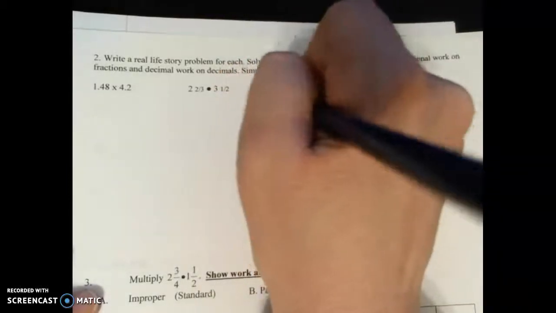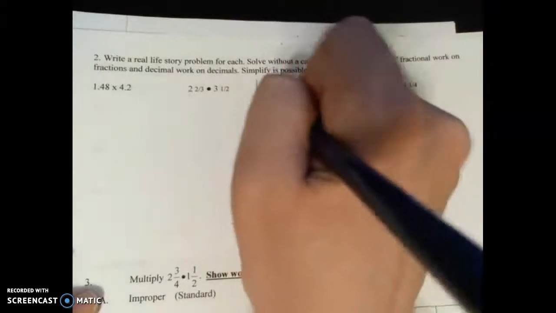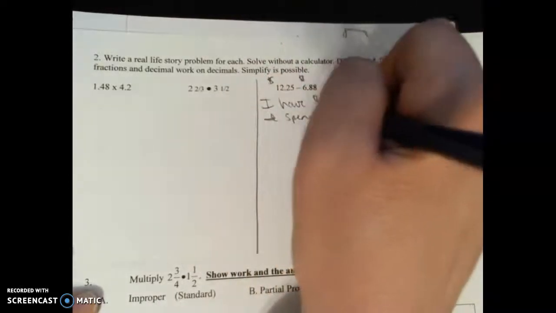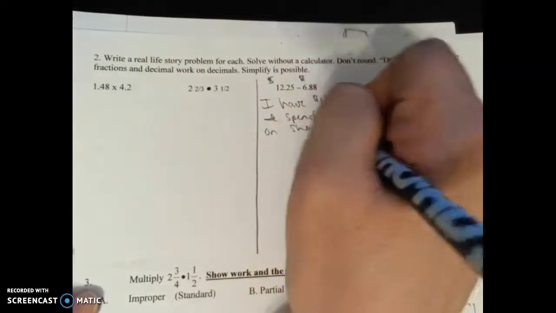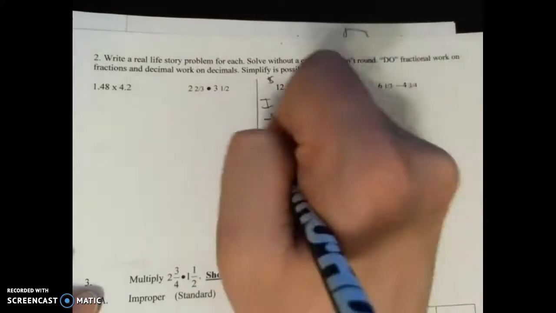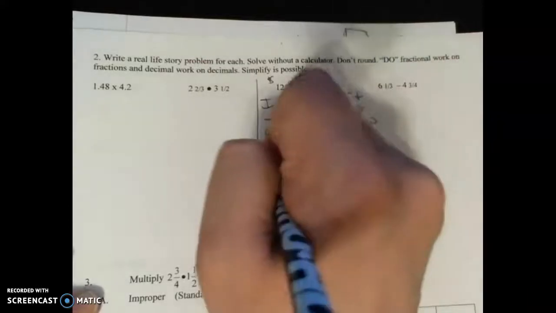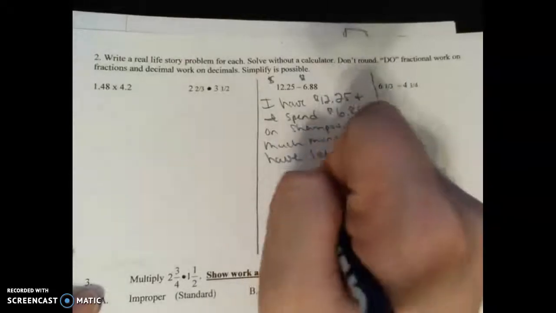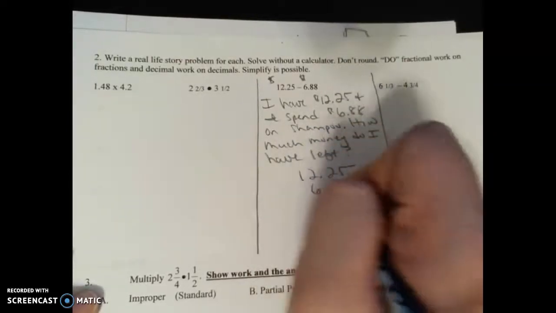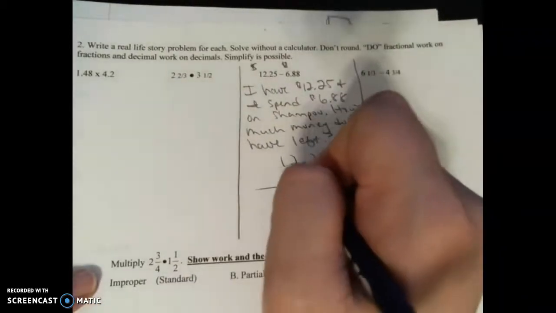And again, so here I might say I have $12.25 and I spend $6.88 on shampoo. How much money do I have left now? Okay. And again, remember, you do line up the decimal point. You need a CD, either common denominator or common decimal, because you need common units.